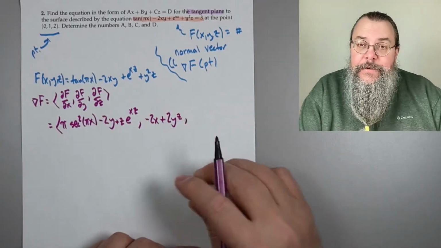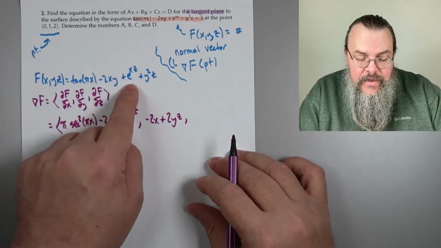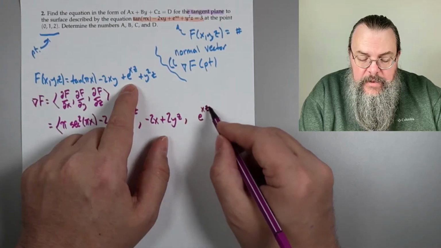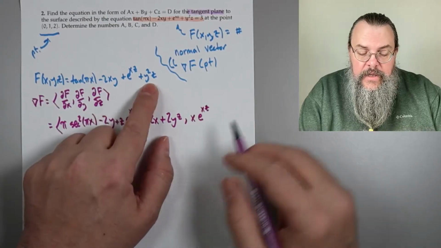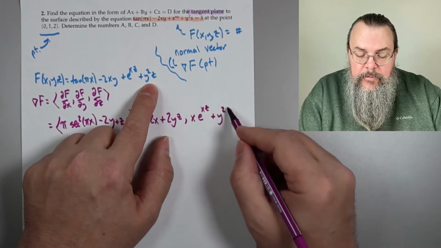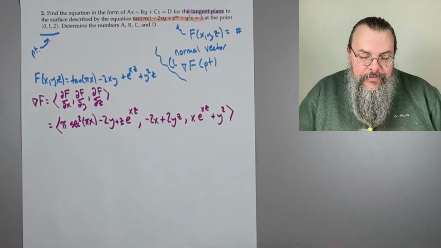Last part, derivative with respect to z. 0, there's no z. 0, there's no z. Here, chain rule like we did before. So e to the xz times the derivative of the inside with respect to z, which will be x. And then derivative of y squared times z is y squared. All right, good, good.